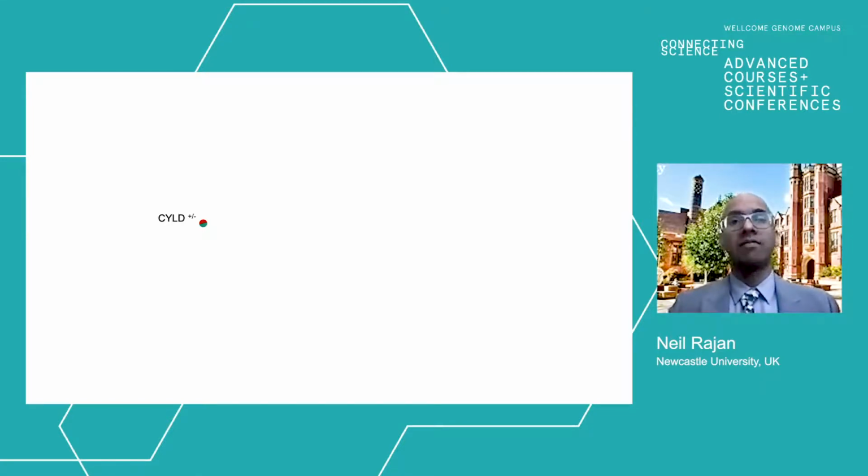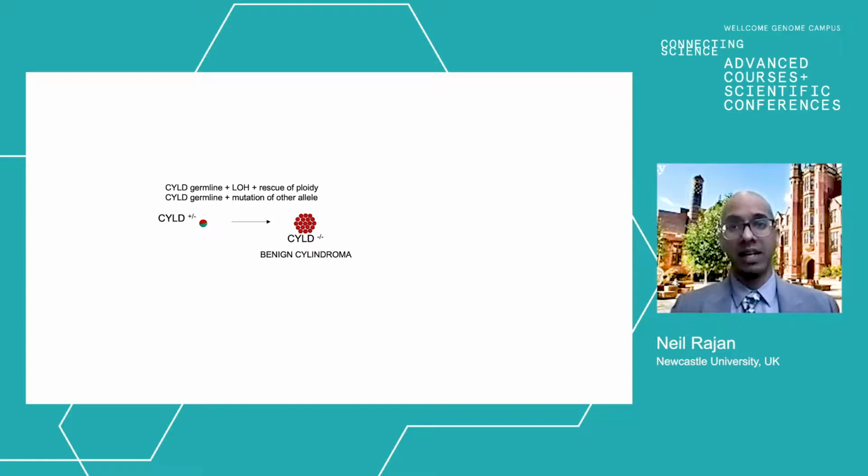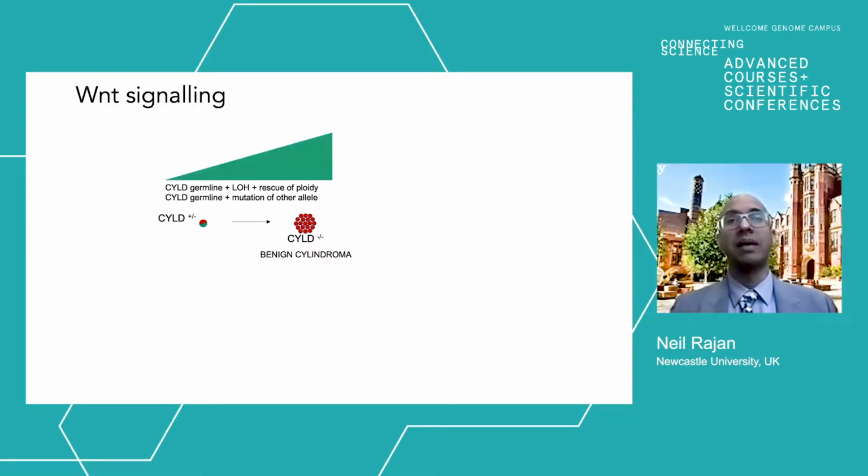We then have a scenario where a second hit happens, and this results in both copies of the SYLD gene being inactivated, and we feel that this is enough to form a benign cylindroma. When this happens, we know that SYLD normally negatively regulates Wnt signaling through a separate mechanism, and this results now in a loss of this brake on Wnt signaling and an increase in Wnt signaling in tumor cells.